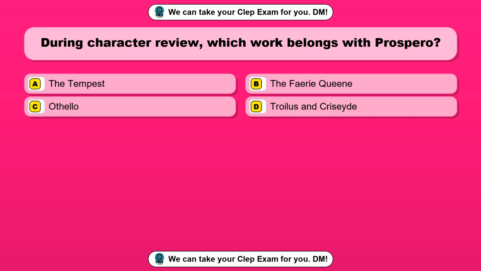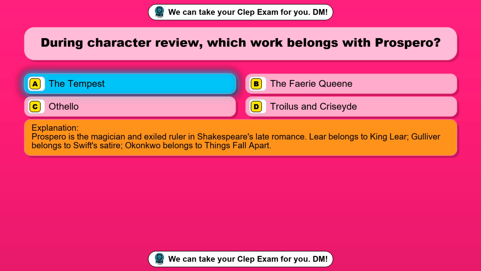Question 63. During character review, which work belongs with Prospero? Option A. The Tempest. Option B. The Faerie Queene. Option C. Othello. Option D. Troilus and Criseyde. The correct answer is option A. The Tempest. Prospero is the magician and exiled ruler in Shakespeare's late romance. Lear belongs to King Lear, Gulliver belongs to Swift's satire, Okonkwo belongs to Things Fall Apart.